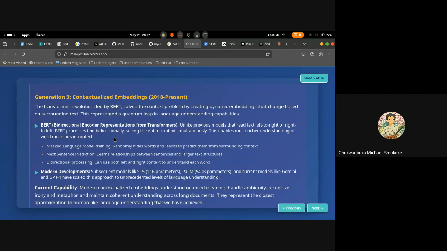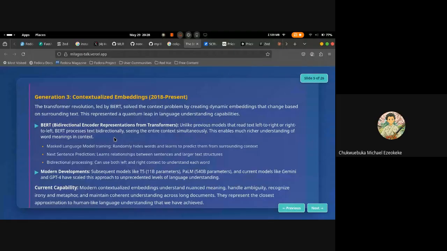Just moving on, BERT, which is the Bidirectional Encoder Representations from Transformers. Previous embedding models read the text from left to right or right to left, but with BERT, text is processed bidirectionally. It is a bidirectional encoder, so it can see the entire context simultaneously. That enabled a good understanding of meaning in context. BERT works through masked language model training, where it hides words and learns to predict them from the surrounding context. Then there is next sentence prediction, where it learns the relationship between sentences and larger text structures. And then bidirectional processing, so you can use both left and right context to understand each word.